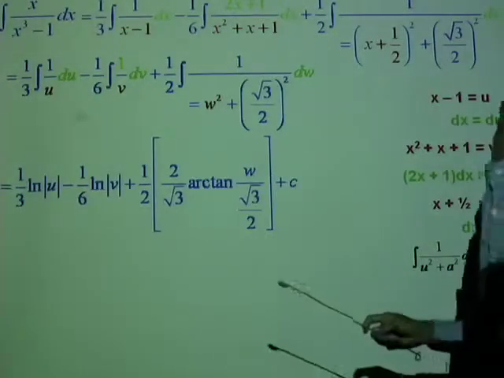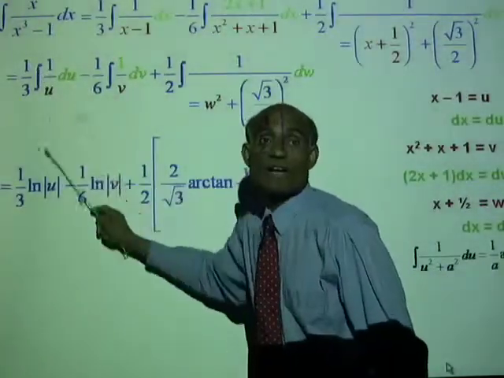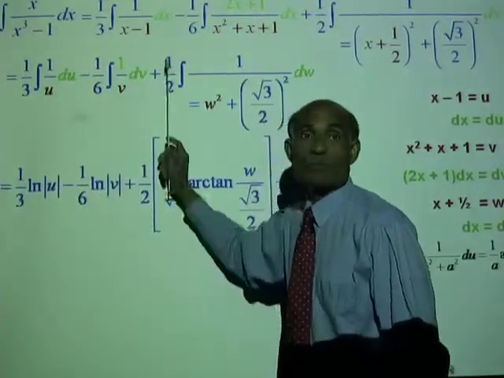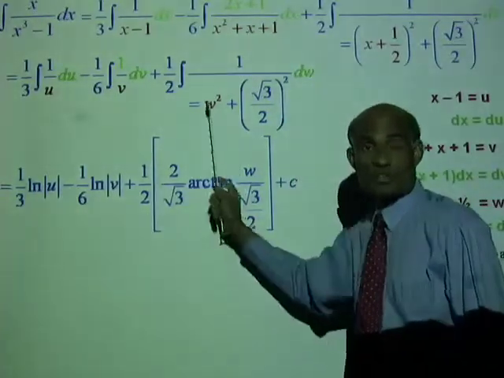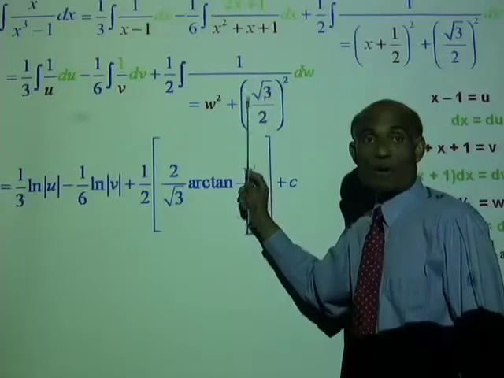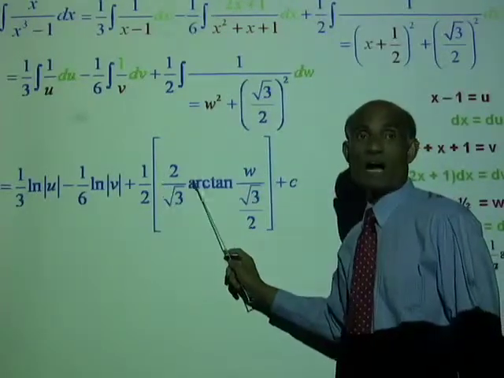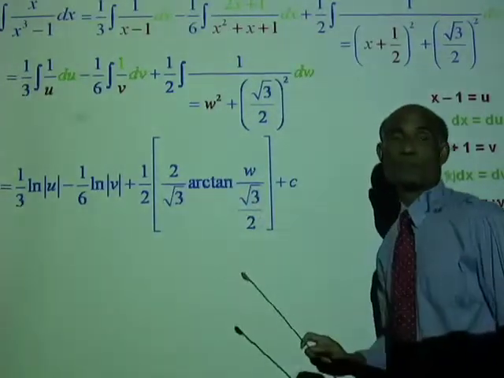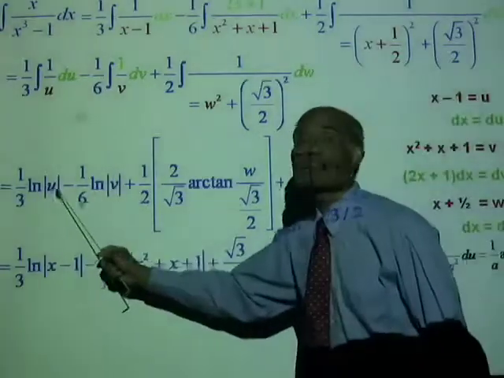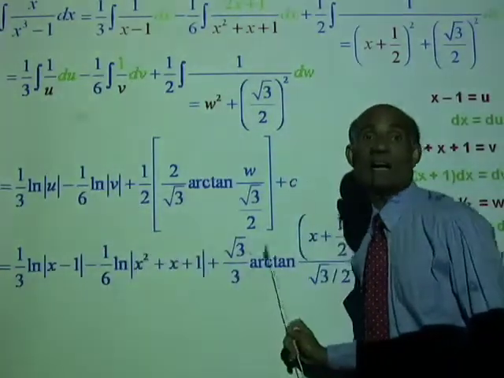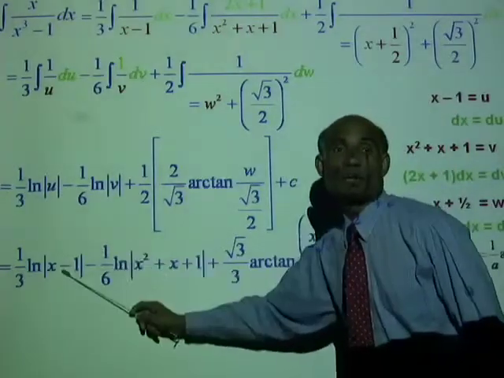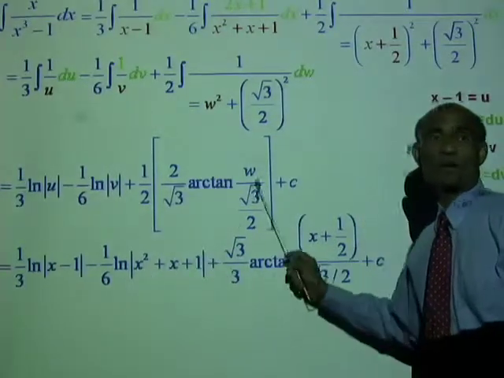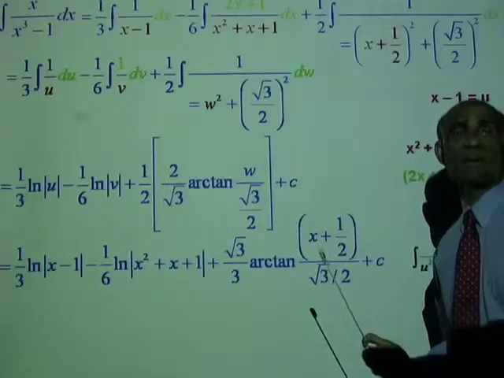Alright, so this will be 1/3 ln |u| minus 1/6 ln v plus 1/2 times, this is the arctan form, 1 over a. 1 over a is 2 over root 3, arctan u over a, w over root 3 over 2. And our next step, we replace u, v, and w. That gives you u is replaced by x minus 1, v is replaced by x squared plus x plus 1, and w is replaced by x plus 1/2.